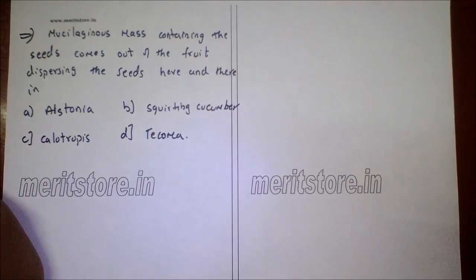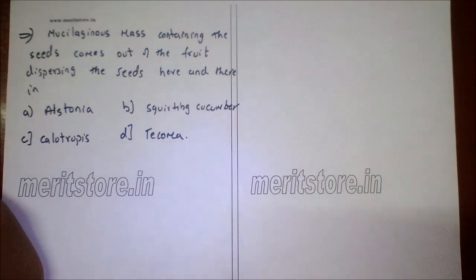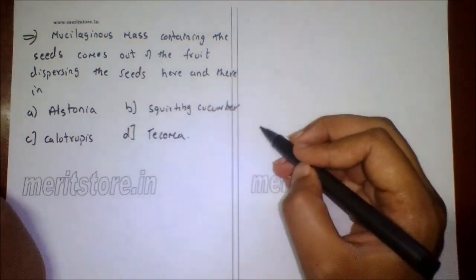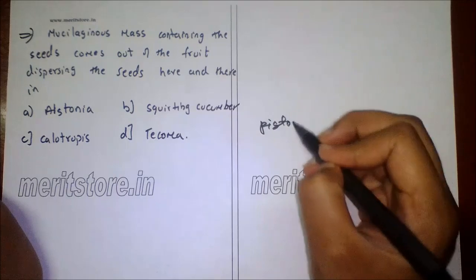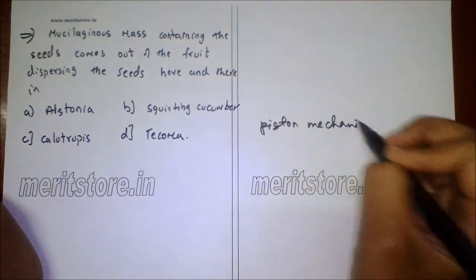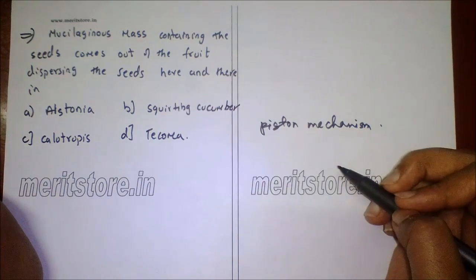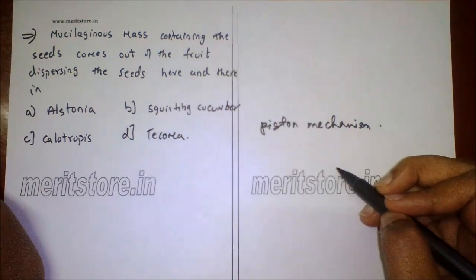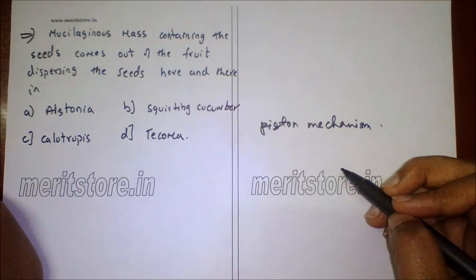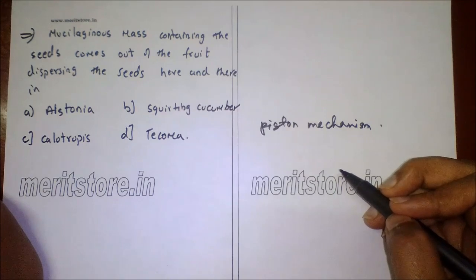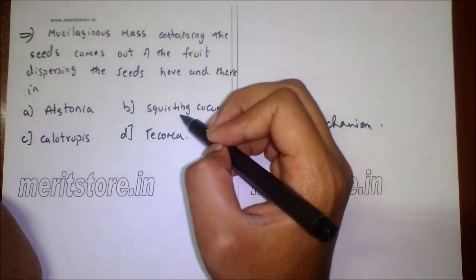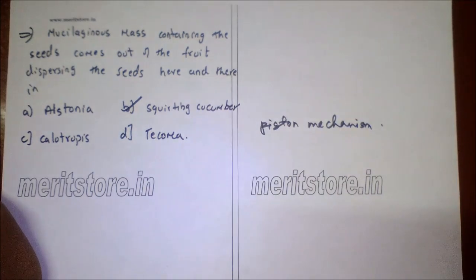A mucilaginous mass containing the seed comes out of the fruit, dispersing the seed here and there. It is seen in: A. Alstonia, B. Squirting cucumber, C. Calotropis, D. Tecoma. So in squirting cucumber, it shows piston mechanism. Here we can see dispersal of fruits, where the fruit wall encloses a mucilaginous mass with seeds. The mucilage containing the seeds is thrown out with a force about 20 feet away. So this is squirting mechanism. Option B is the correct answer.